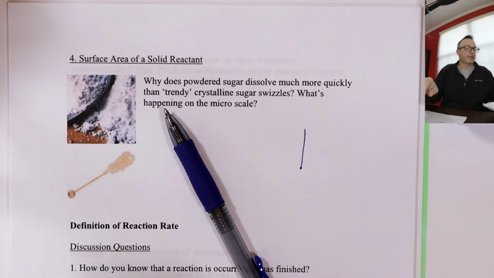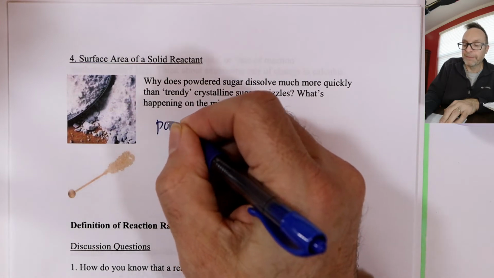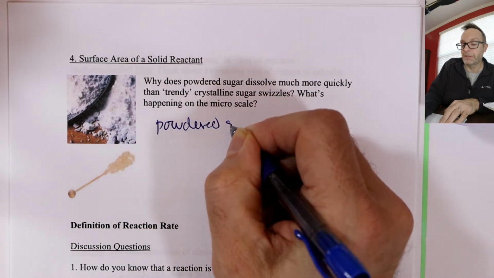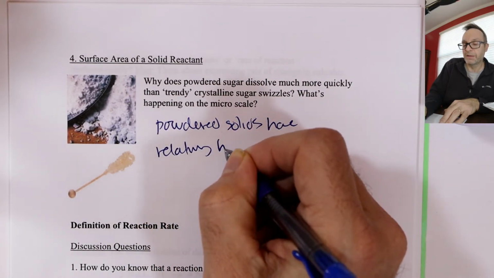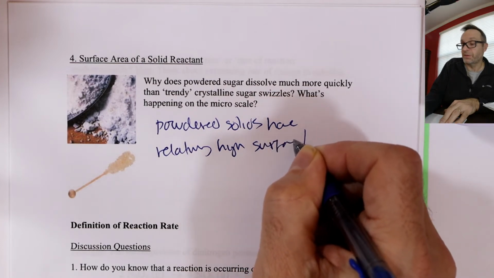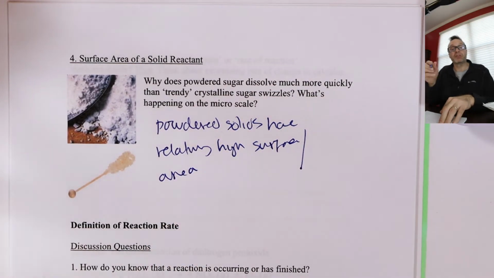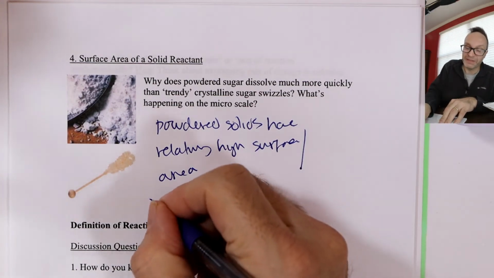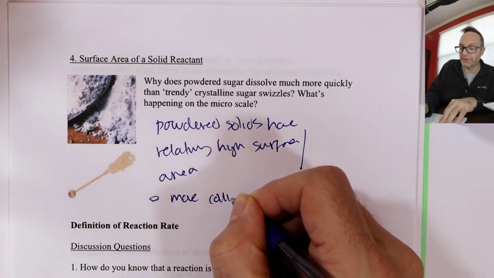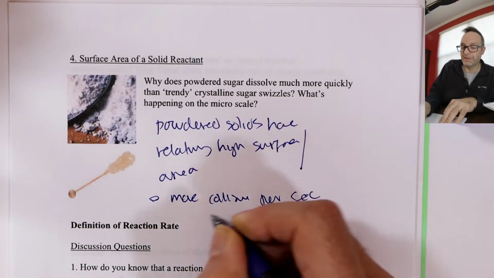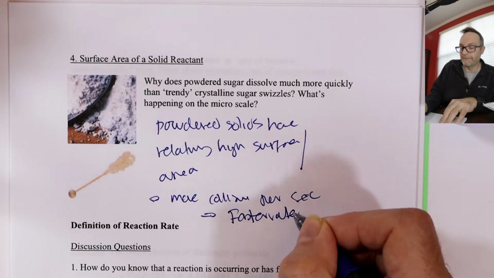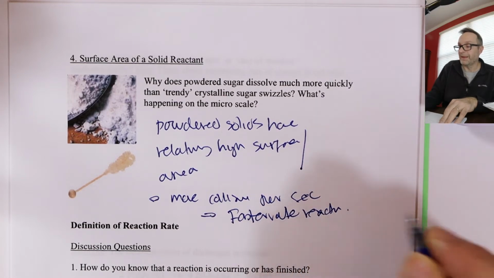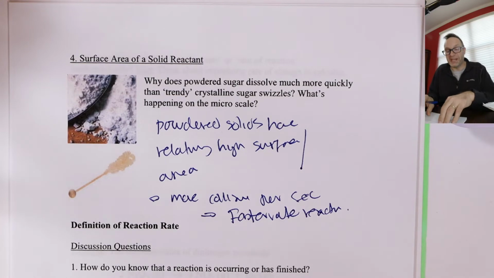So, just write down, powdered solids have relatively high surface area. So if you think about it, when you're trying to dissolve something with a high surface area, it's more collisions with the solvent per second, right? Therefore, more collisions per second, therefore faster rate of reaction. And there we go, time is up. So I just about finished just in time there, okay?